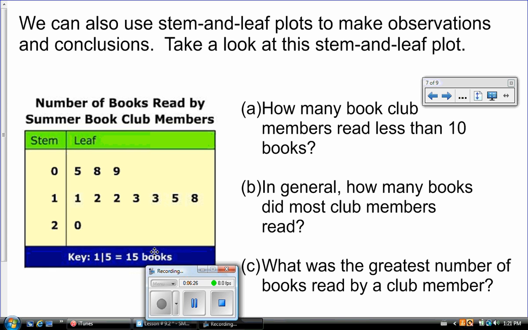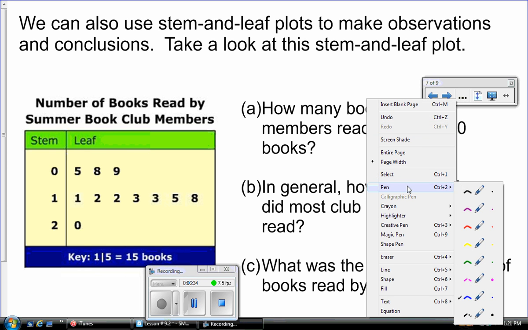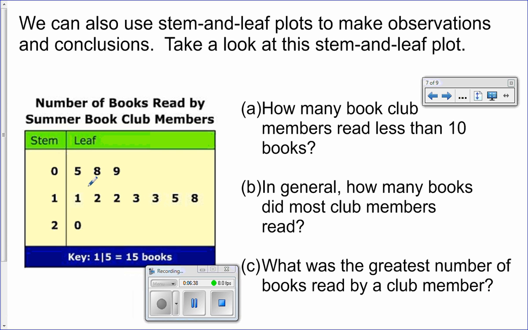Okay, so 3 questions to consider. How many book club members read less than 10 books? Well, I think what we're going to need to do is look at the 0 stem, and we can see that there are 3 leaves, so that means that 3 club members read less than 10 books.